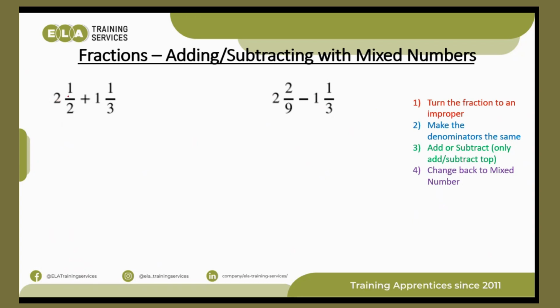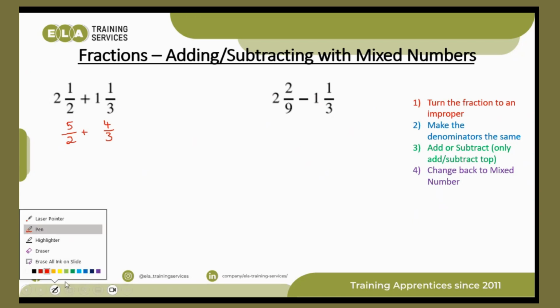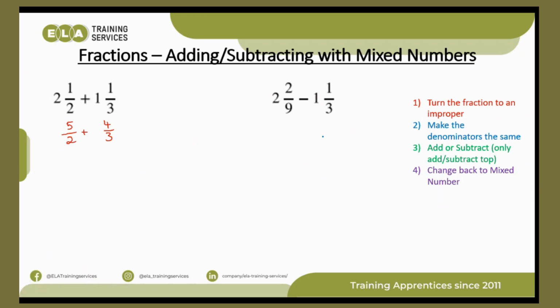2 times 2 is 4, add 1 is 5/2. Add 1 and 1/3, so 1 times 3 is 3, add 1 is 4/3. Then that's our red step done. Our blue step then is to make the denominators the same. And here we have unlike denominators, so we need to multiply those two together. So our new bottoms are going to be 6.